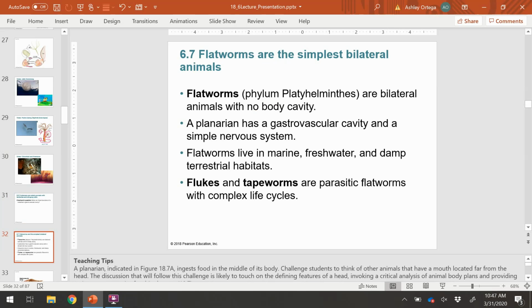All right, on to the next group. This group includes flatworms. Flatworms are the simplest of bilateral animals. The flatworm group's phylum name is Platyhelminthes. This is a bilateral animal with no body cavity. They also have a gastrovascular cavity, and for one type of flatworm, it has a simple nervous system.